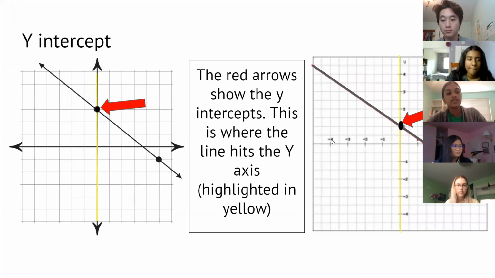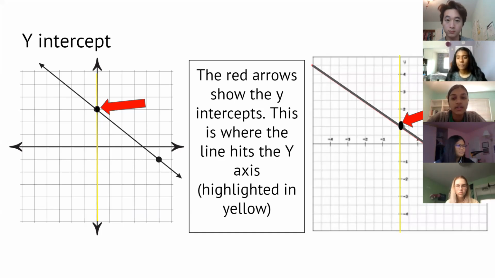Okay, so now this is a review of what the y-intercept is. So you see the yellow line, that is called the y-axis on both of them. Now, the black line on both of them, that is not one of the axes, is our line. And where that line meets or intersects the y-axis is called the y-intercept. So if you look at the red arrows, they're pointing to the black dot, which is the y-intercept.